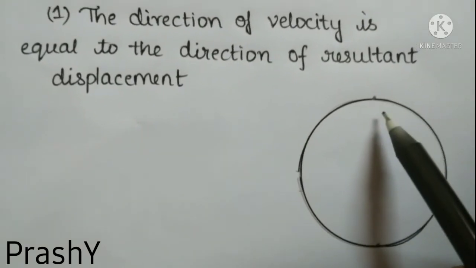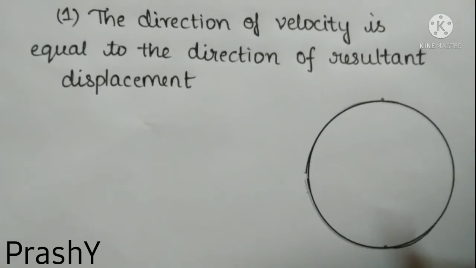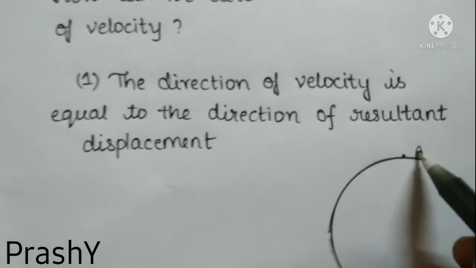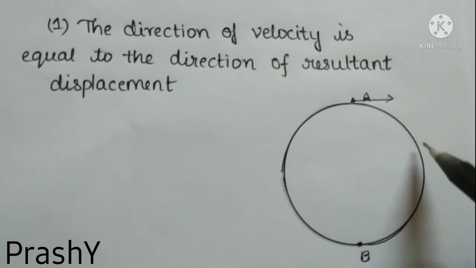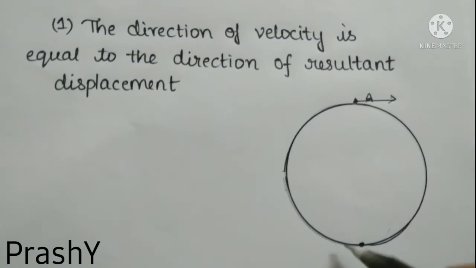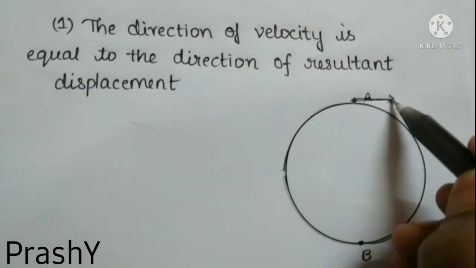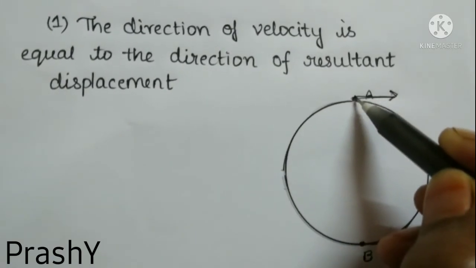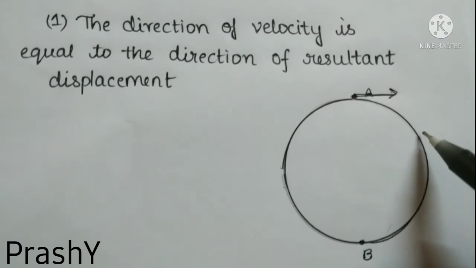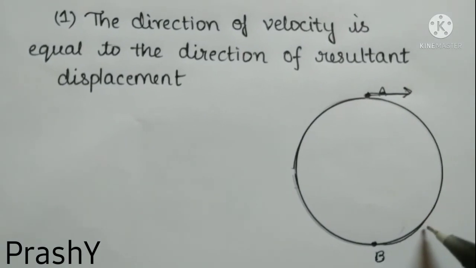Suppose a train has started to move in a circular path. Let us take a point A here and a point B here. The train has started to move in a circular path towards east. So this is the east direction. So the train has started moving towards east in a circular path, and it travels along this path.